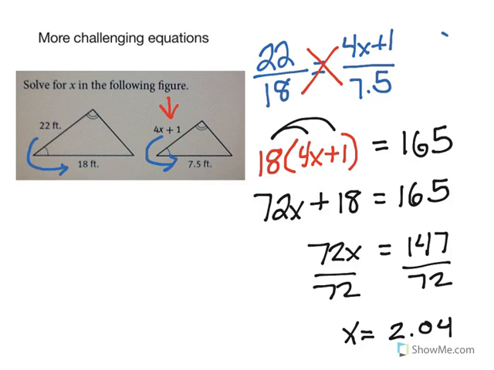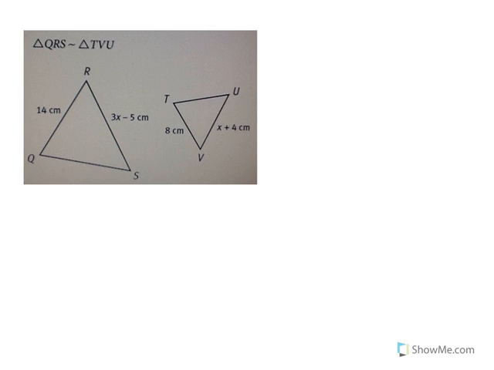Alright, so let's step it up one more notch and take a look at this second problem. You're going to see that there's an expression in two spots. I'm going to use my similarity statement to figure out what pieces are similar to set up my fractions. So I say Q is equal to T, R is equal to U, and S will be equal to V. Remember, these angles are equal in similar figures. Only sides are proportional. Okay, so here's what I'm picking.